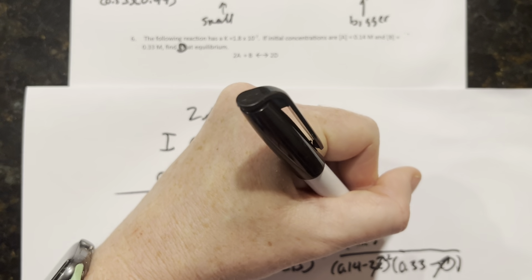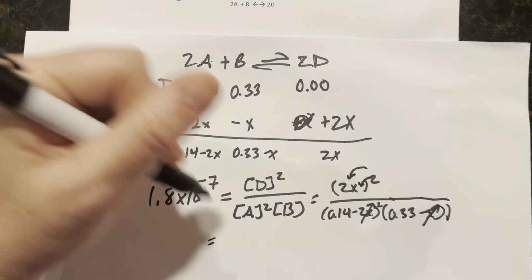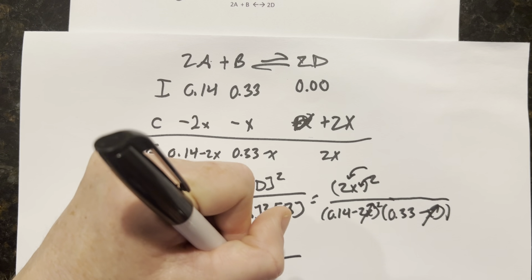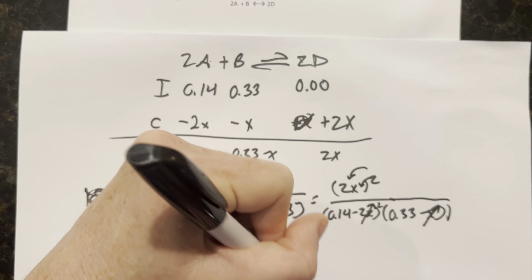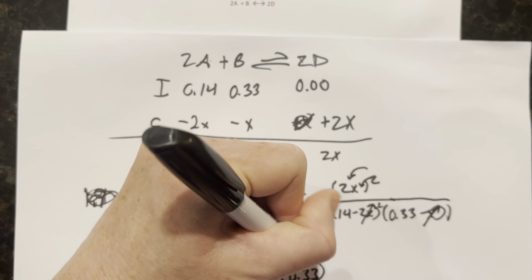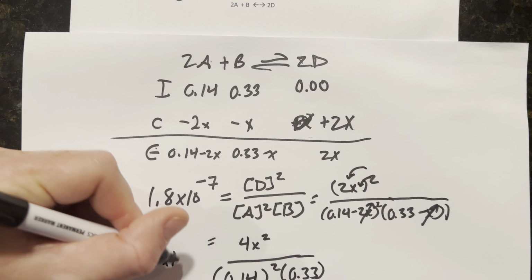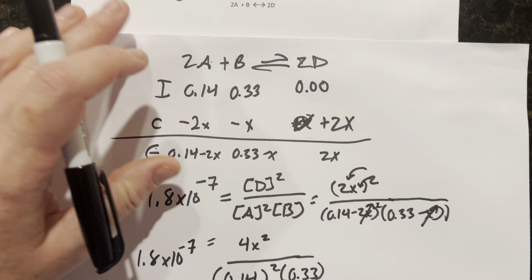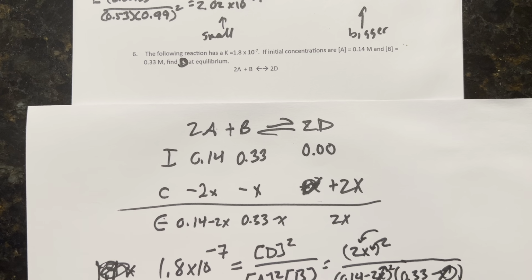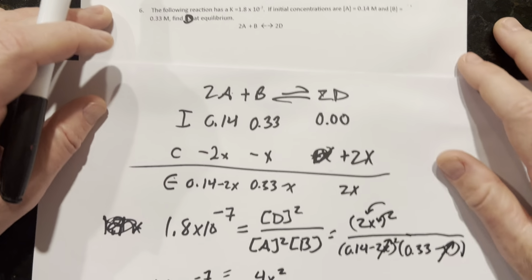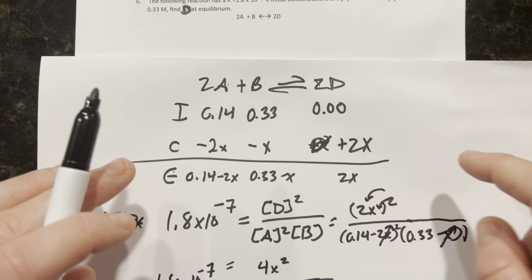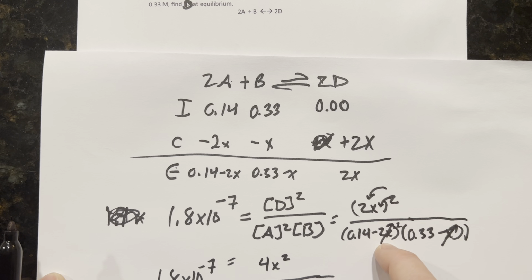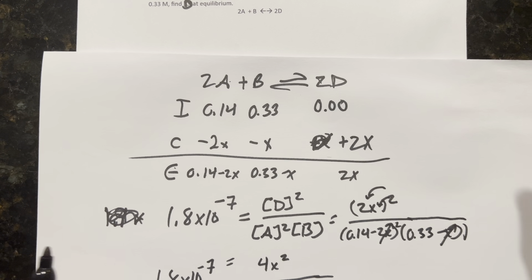So this 2 is distributed there and there. So we have 4x squared all over 0.14 squared, times 0.33. And that's equal to 1.8 times 10 to the negative 7. And hopefully that simplifies things, so now we can kind of figure it out. So again, from the top briefly, we saw the word initially. It didn't ask us which direction it's going to proceed, so we have to do an ice table. We lose all our x's, we gain our x's, put it together, and then we know that anything we're subtracting or adding is generally going to be pretty small comparatively, so we get rid of it.